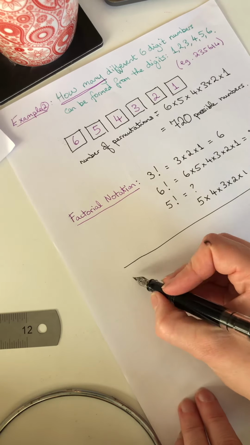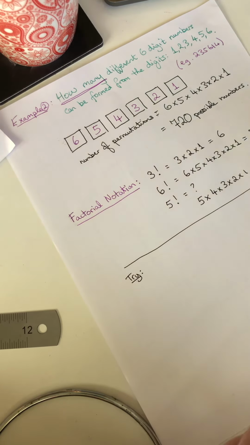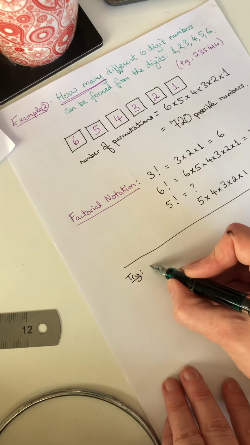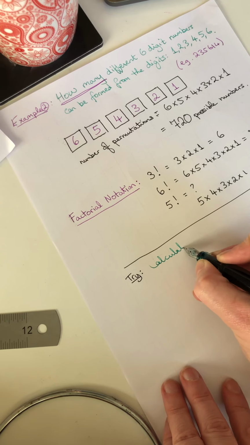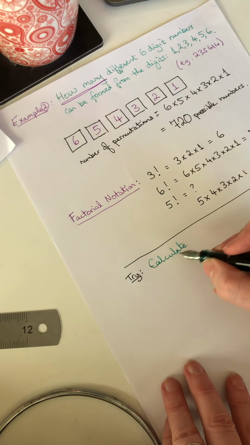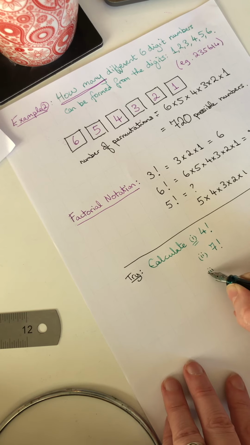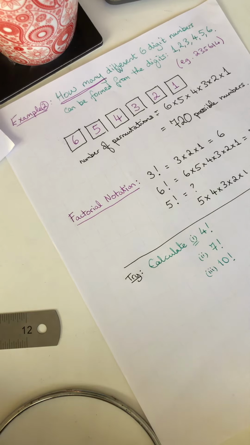What you might do now, if you have a few minutes left, is try to calculate, well, you can use your calculator, and I'll show you the shortcut in the next class. Try to calculate 4 factorial, 7 factorial, and this one's going to be quite big, 10 factorial. Okay, we'll stop there for now.